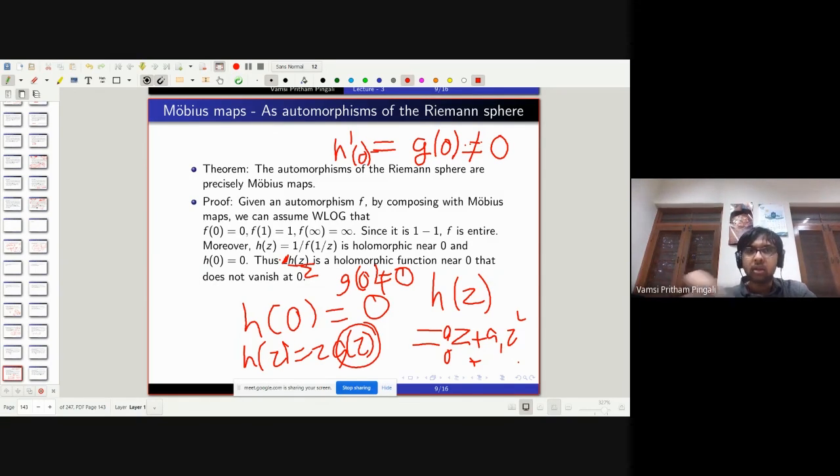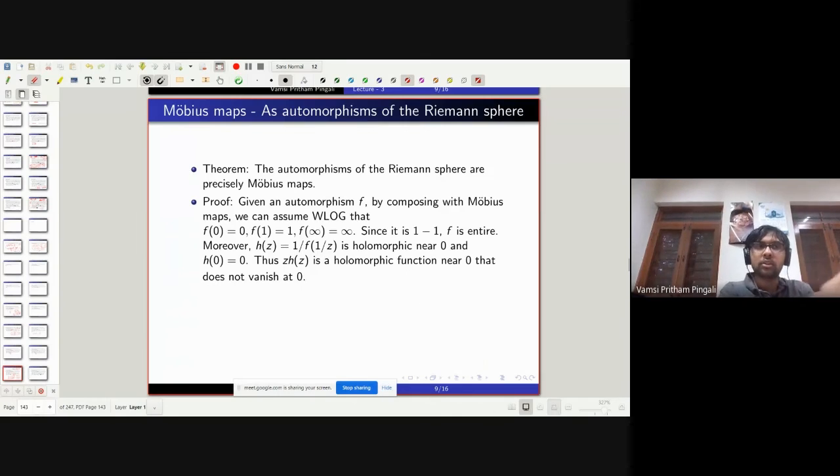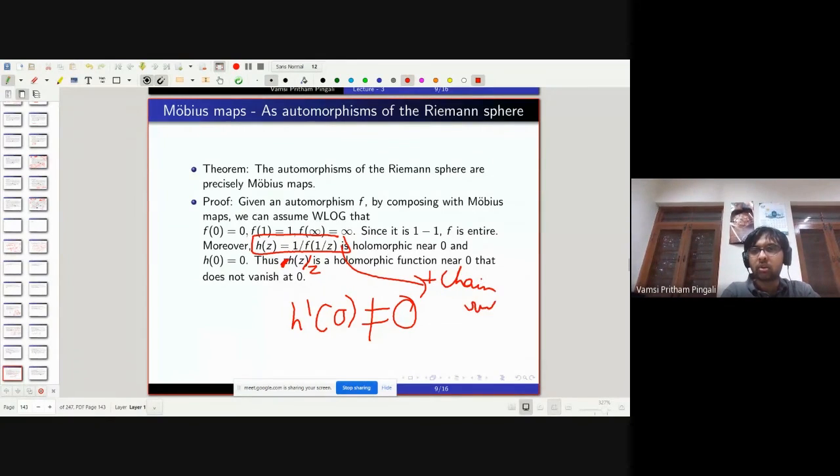I mean, in fact, maybe it's not one-to-one. So I claim, sorry, this is wrong. This is h. h prime of 0 is not 0. And how does one prove it? One has to use this formula and the chain rule. I should have given it as a homework problem.